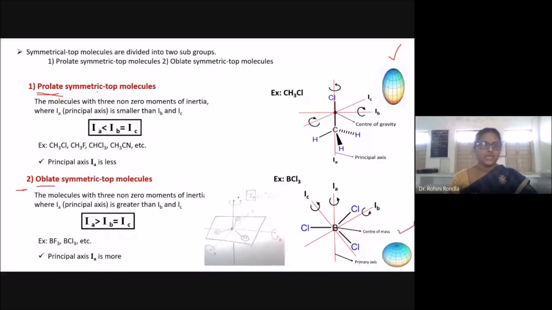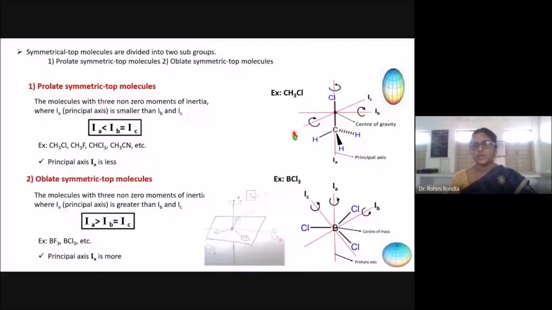Prolate symmetric top molecules means this molecule has a prolate shape or oval shape. See, chlorine sticks out a little upward like this, so prolate shape. And this boron trichloride is planar, but when you rotate through an axis, it will rotate like this pumpkin. That is why we call it oblate symmetric top molecules. Okay, let us see the prolate symmetric top molecules.